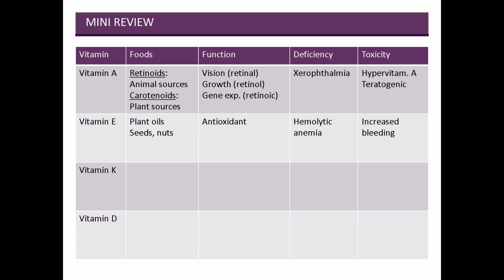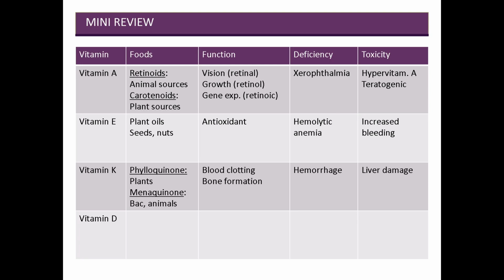The deficiency is hemorrhage, too much bleeding. Remember, increased prothrombin is a side effect because the cascade stops there. The toxicity is liver damage, which can only be achieved by taking supplements, which are vitamin K in the menadione form. This leads to hyperbilirubinemia and jaundice.